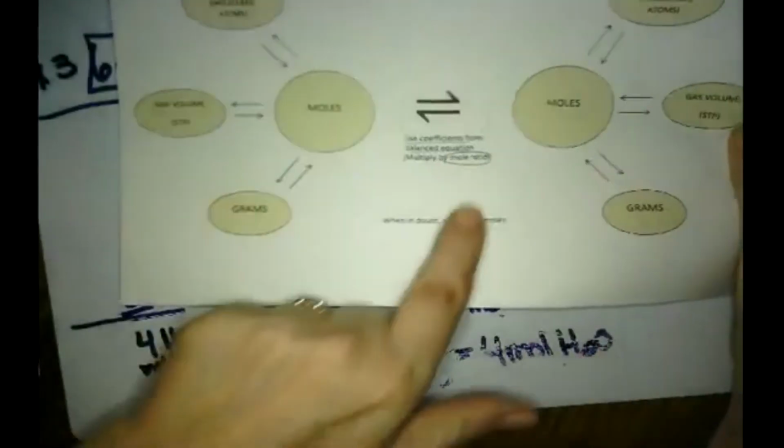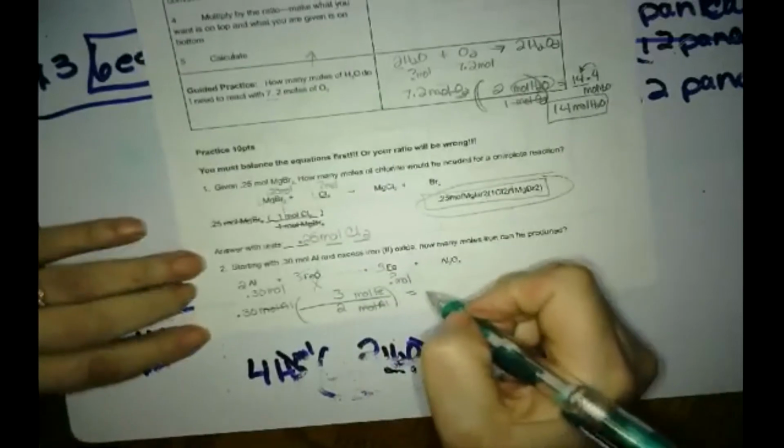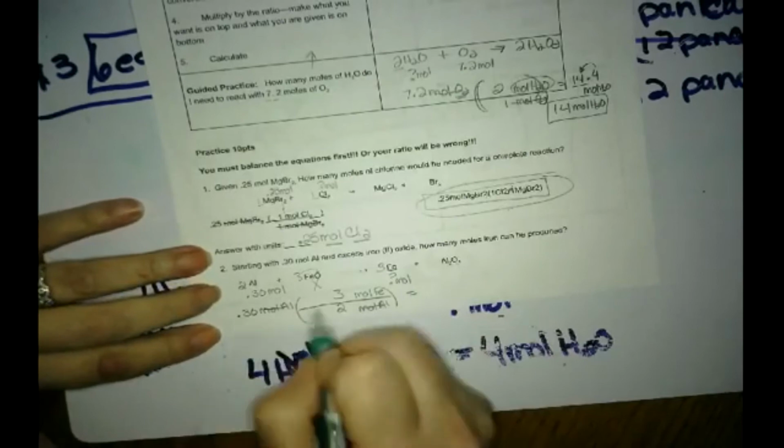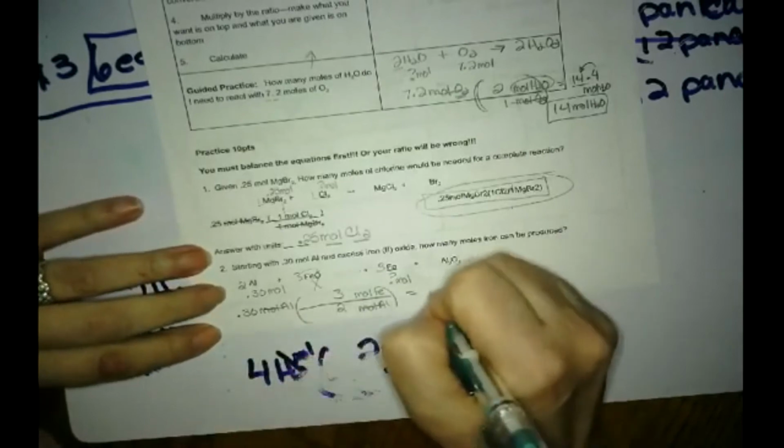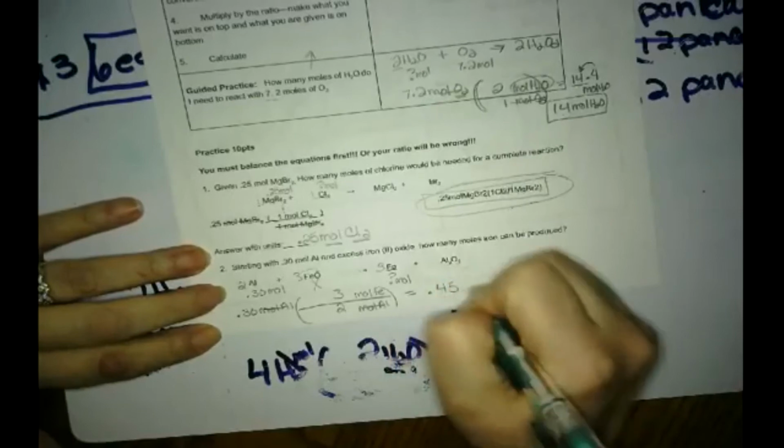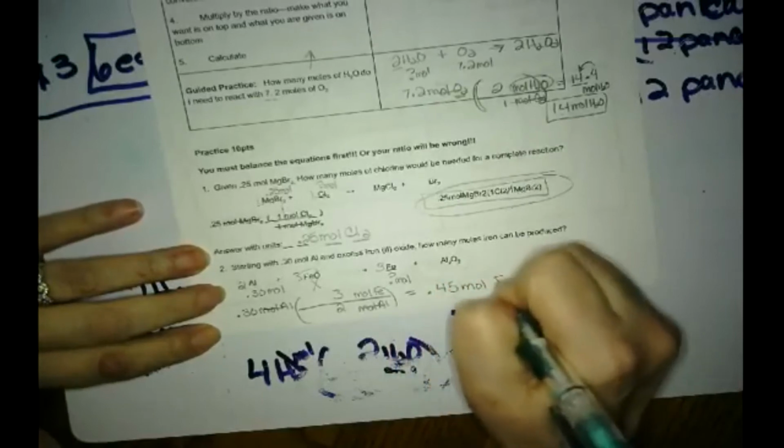This comes from coefficients from your balanced equation. So, balanced, 3, aluminum, 2, and now you can see that balancing becomes really important, right? So, 0.3 times 3 is 0.9 divided by 2 should be 0.45 moles of iron, and that would be my answer with units, and you'll have a line to put that there.